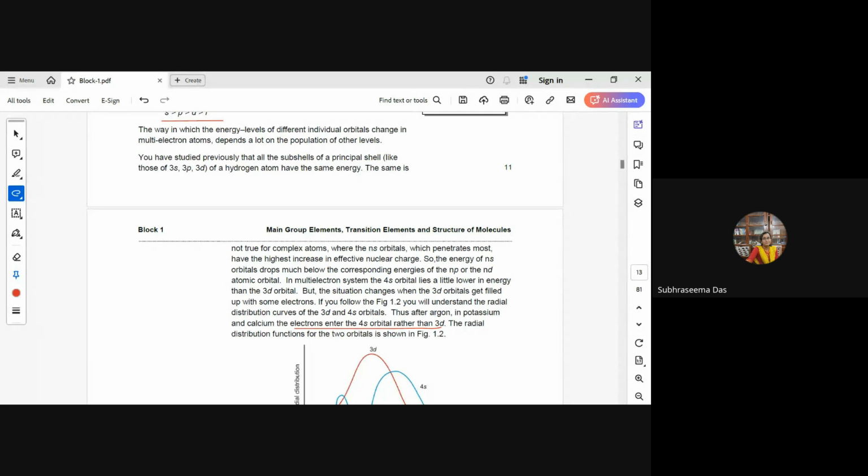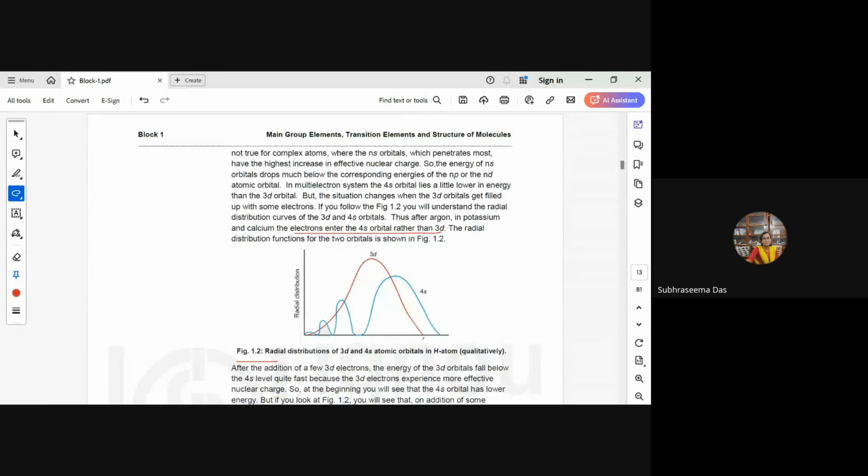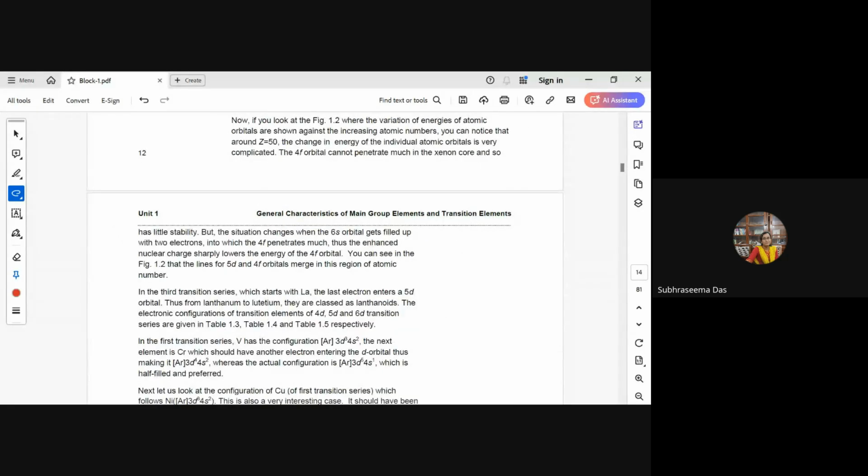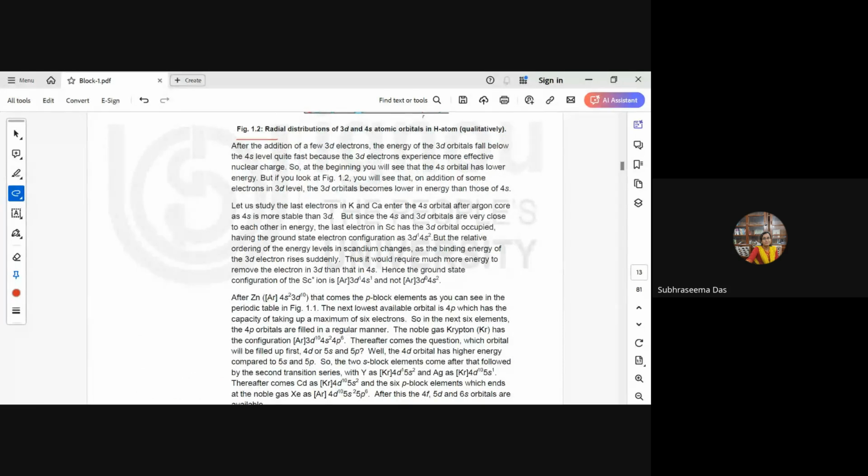Normally, after argon, in potassium and calcium, we always write that the electron enters the 4s rather than 3d, and this follows the above principle, and we also know about the filling of electrons in different orbitals. Now, we will gradually look into the electrons of potassium and calcium. So let us consider potassium and calcium. Similarly, we can write the ground state electronic configuration of potassium and calcium, followed by their ionic configuration.